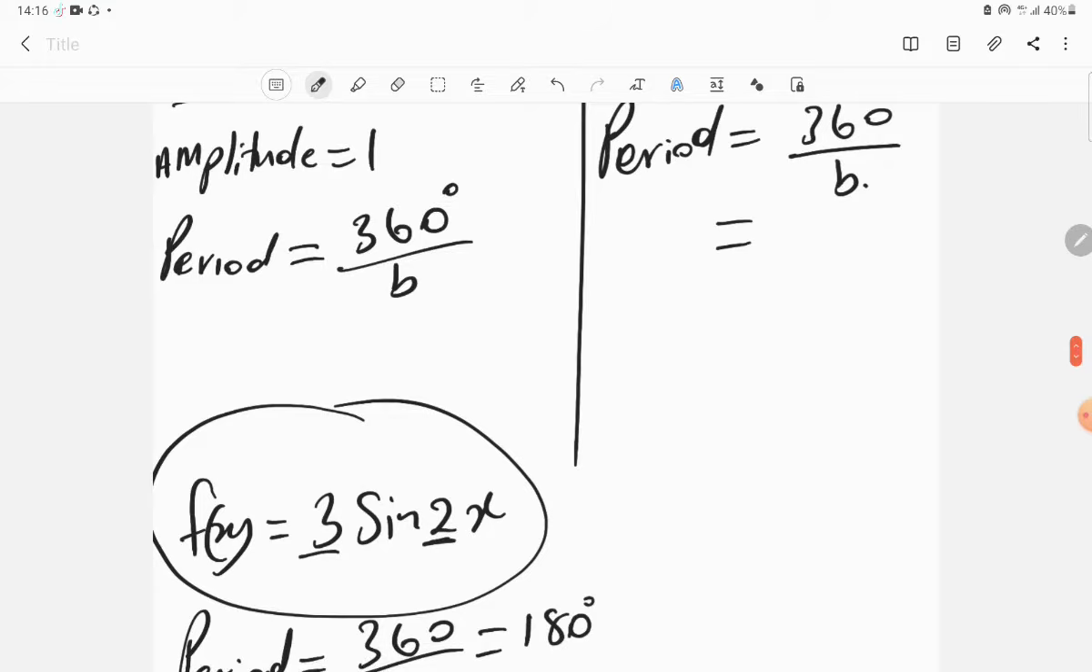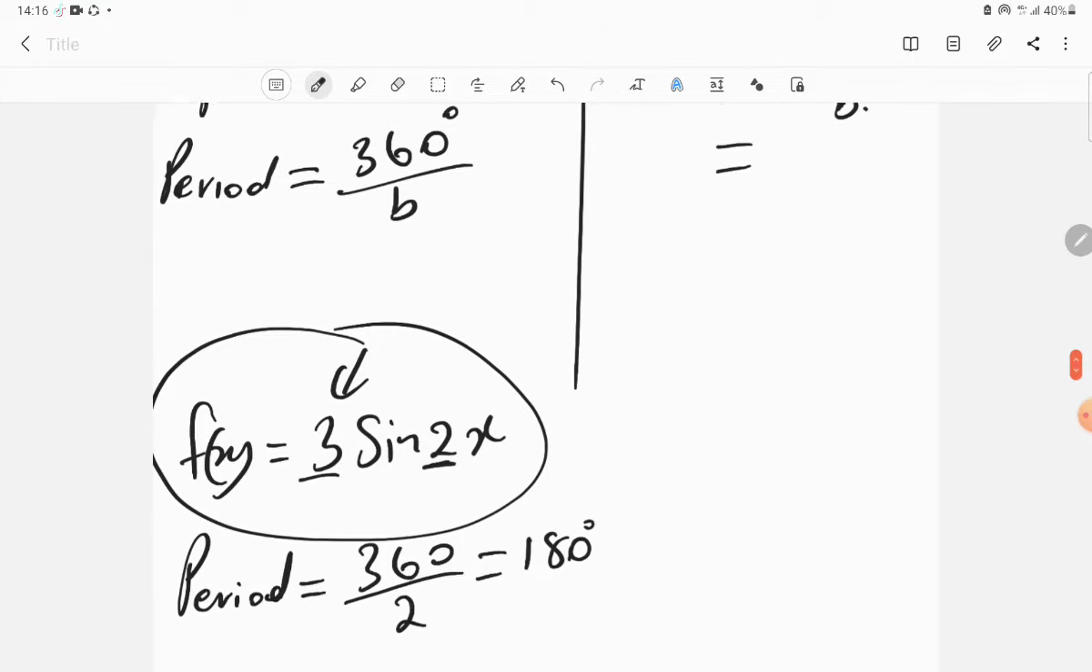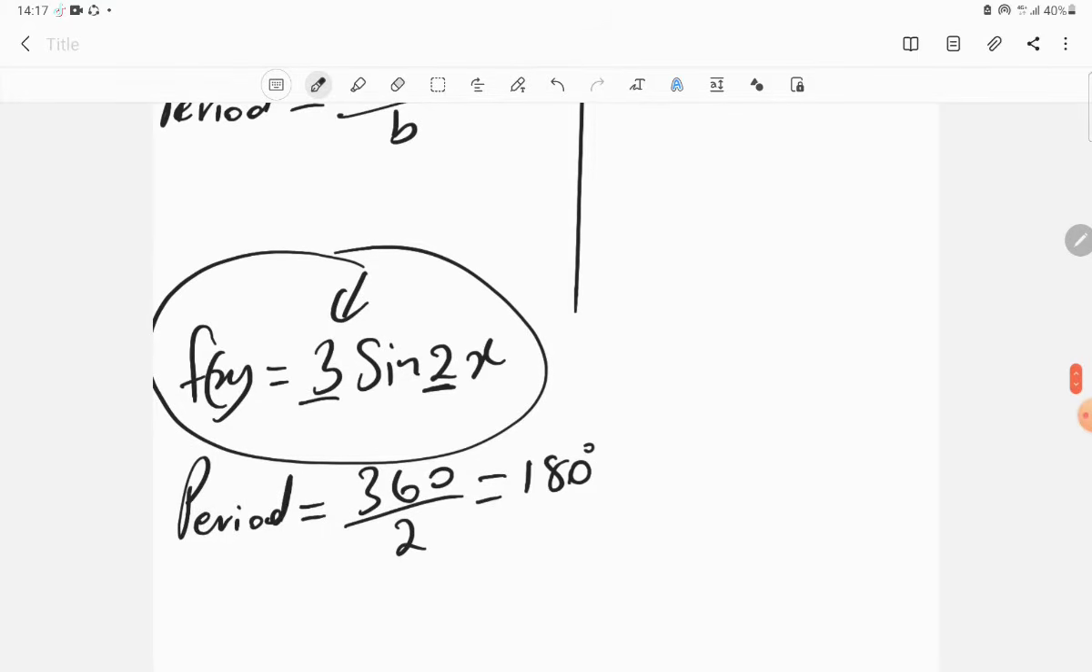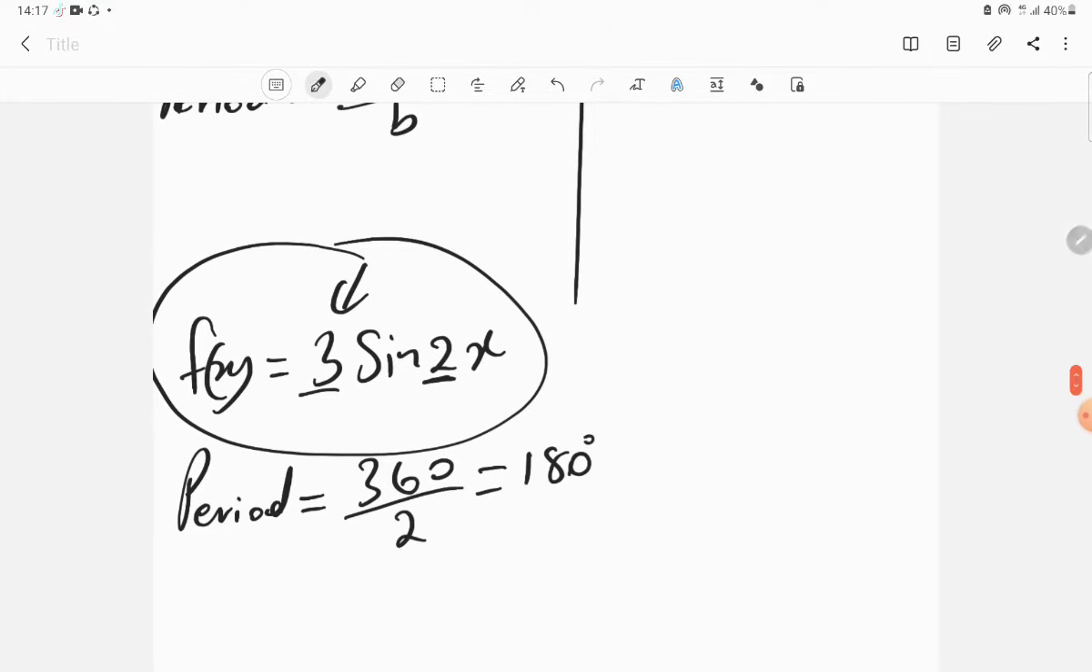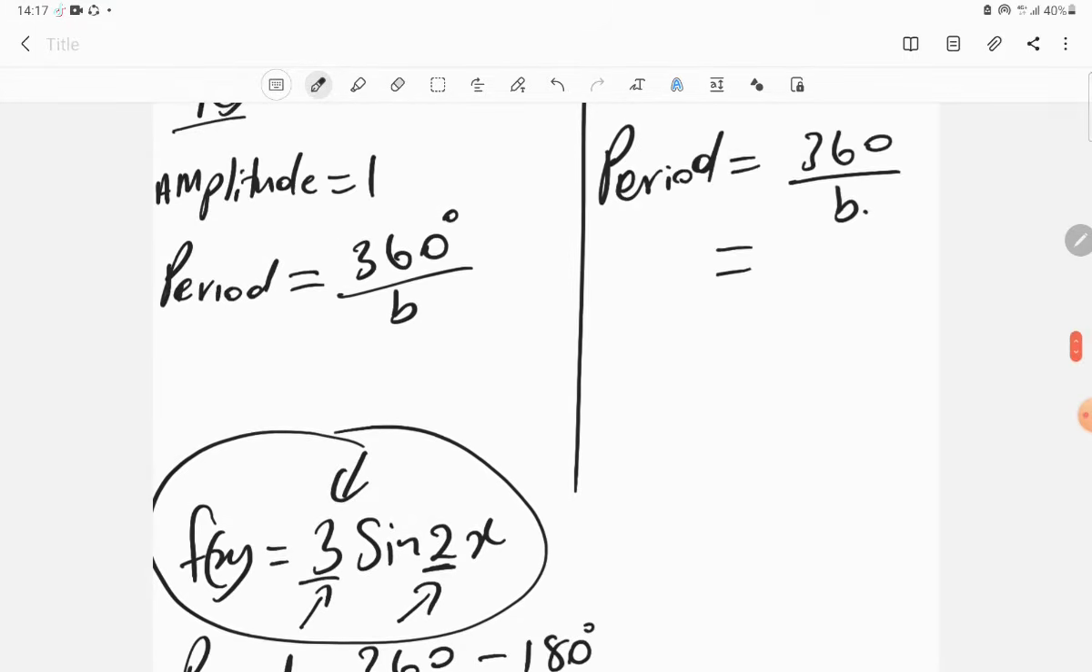Which means this 3 really doesn't affect the period. It affects the what? The amplitude. The amplitude of this graph is equal to 3. This 3 affects the amplitude, this 2 affects the period of the graph. So you don't have to confuse the two.